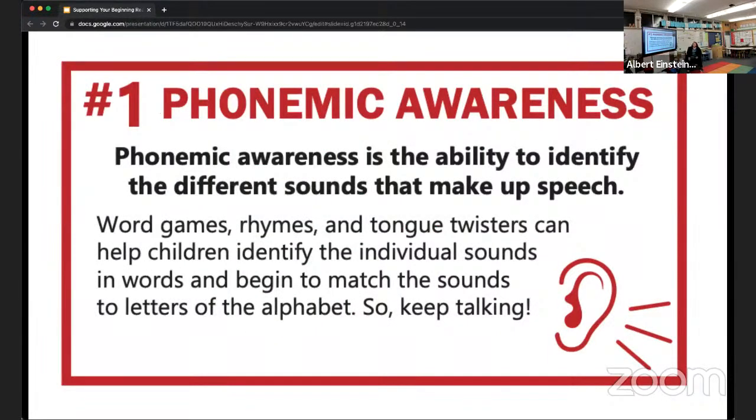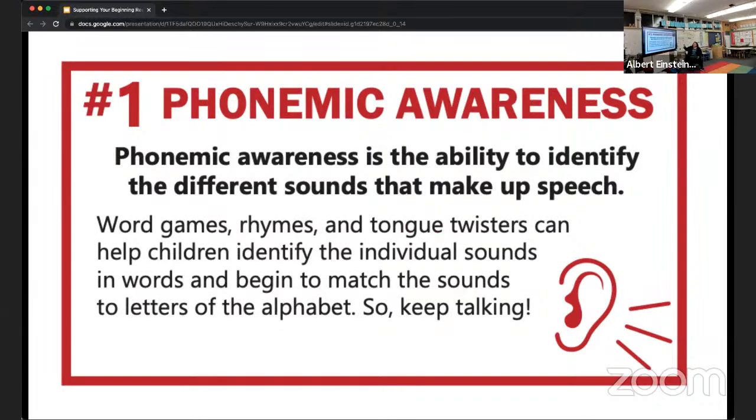So the first one is called phonemic awareness. And that's just the ability to hear and identify the sounds of speech. So if we're asking a child, what are the sounds in the word cat? They can tell us, /k/, /a/, /t/, those are the sounds. I don't have to see the word. I don't have to see the letters. I can think about the sounds.